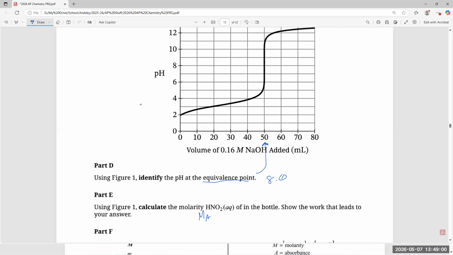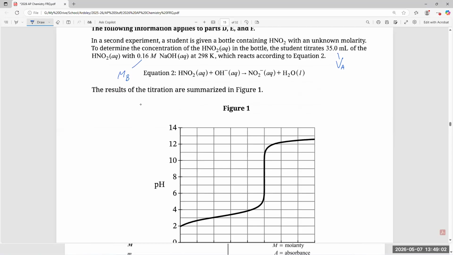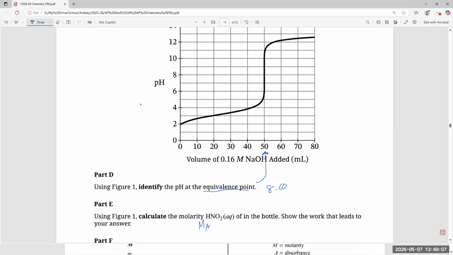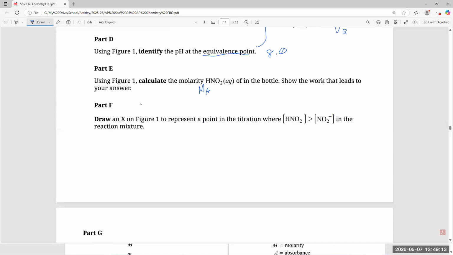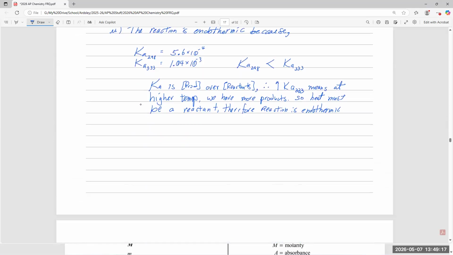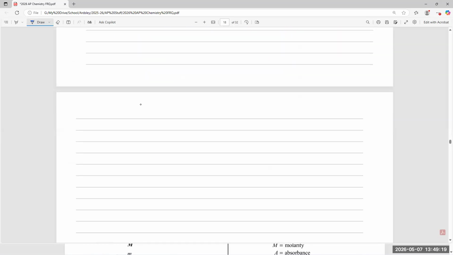So we got MA, and then you got MB and VA. We just need the volume of the base. Well, check it out. We do have the volume of the base. Isn't this VB, right? So we have everything. So let's go start plugging. All right. So 3C, and this is 3D.